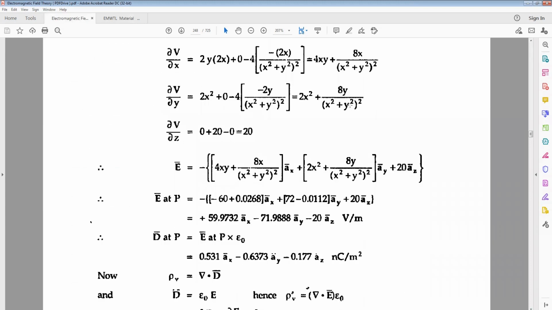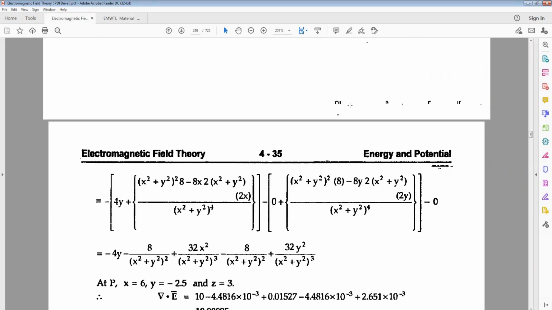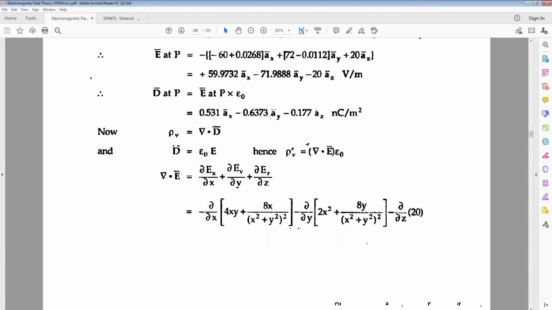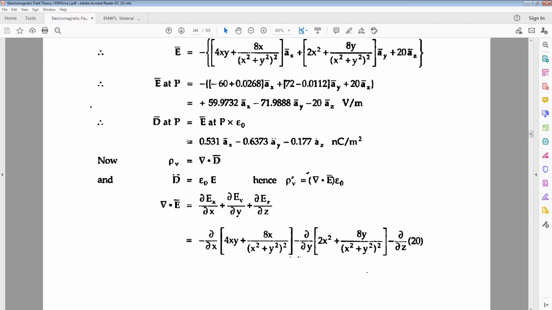6, minus 2.5 and 3, we will get E bar is equal to: Ax bar coefficient is 59.9, Ay bar coefficient is minus 71.9, and Az bar coefficient is minus 2. And also they are asking for D bar also.